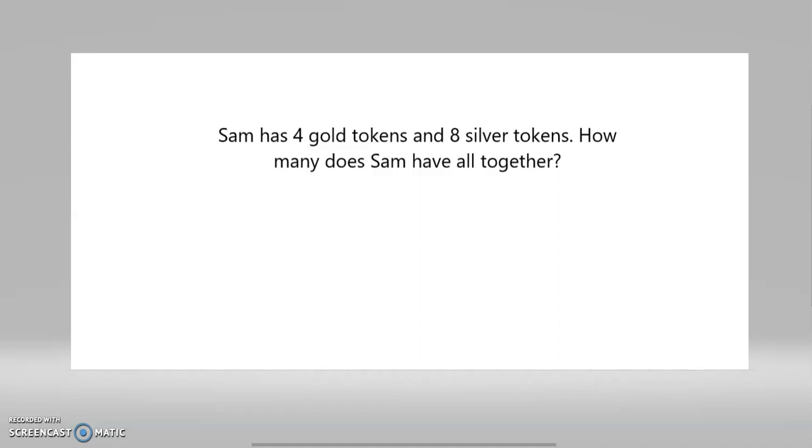Now that we've read the passage, what I like to do is go in and actually circle the important pieces that we're going to need to use in order to find the answer to this question. Sometimes in word problems, there can be extra information or details that are added in that don't actually help us find the answer. So with my yellow marker, I'm going to circle the important pieces. So Sam has 4 gold tokens.